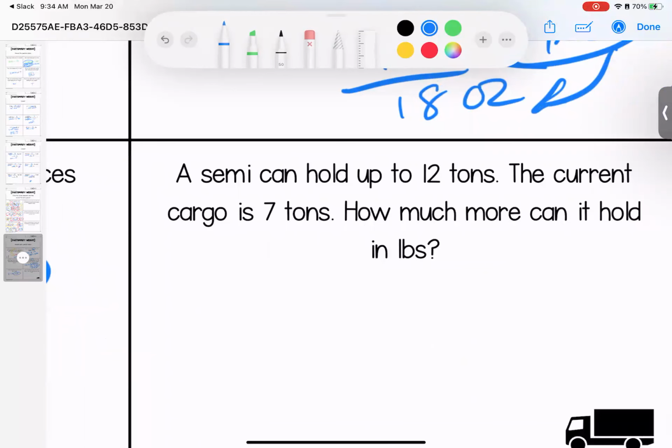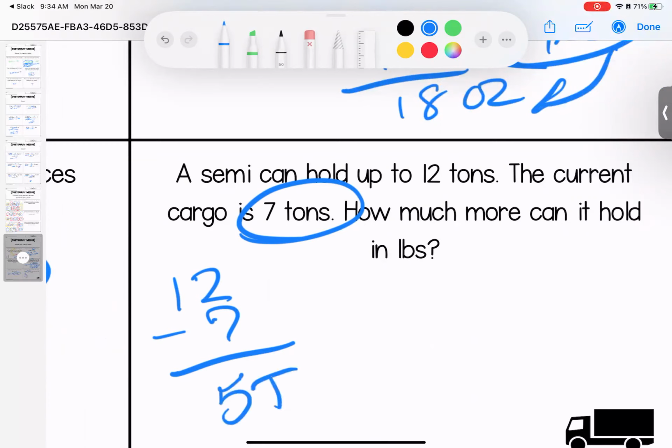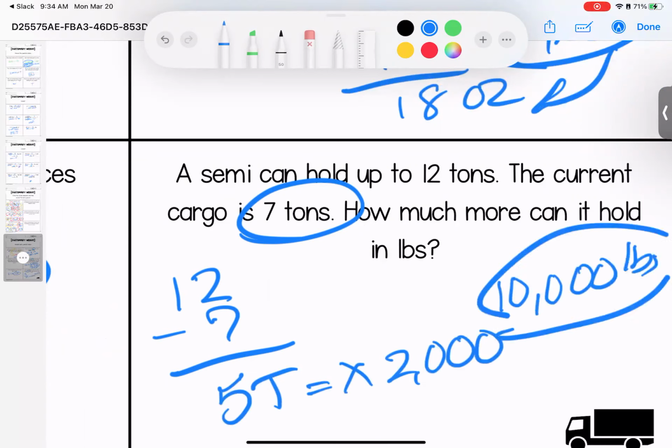A semi can hold up to 12 tons. The current target is 7 tons. How much more can it hold in pounds? We'll start off with subtracting the tons. So 12 tons minus 7 tons is 5 tons. And I'm going to times that by 2,000. So there is 10,000 pounds more room available.